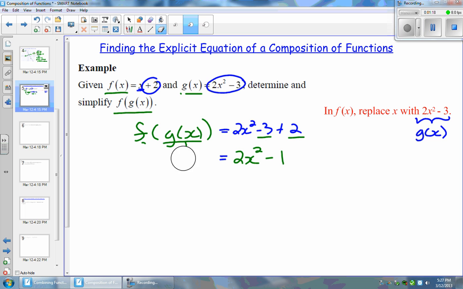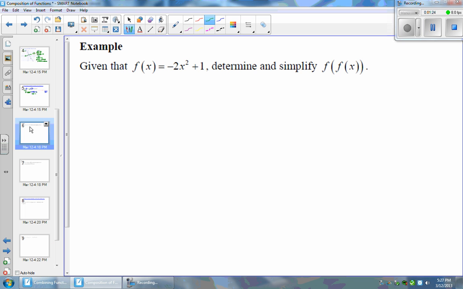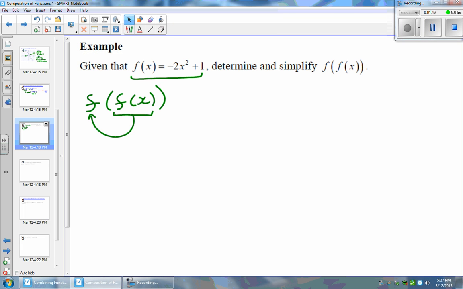And so let's actually work on a different example in my next slide here. So here, f of x is equal to negative 2x squared plus 1. What we want to do here is determine and simplify the composition of f of f of x. So this one's a little bit of an odd one, but it's okay. Carry out the same procedure as last time. You're going to take that f function and you're going to put it into essentially itself.